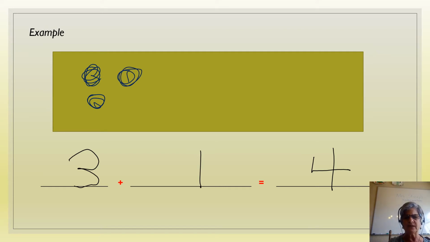Then it says plus 1. I'm going to make another circle in another color. We have 1 equals 4. So I want to count them. That means if I have 3 blue and 1 red, if I count them all, I should have 4. Let's try it. 1, 2, 3, 4. And guess what? It worked. Yay! So now let's go to the next slide.